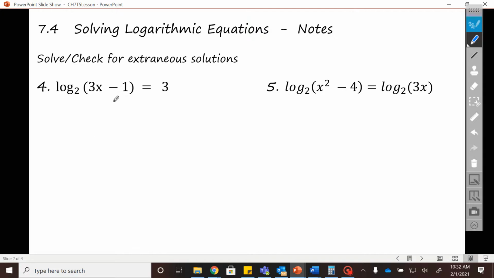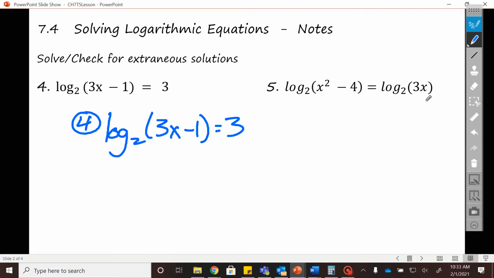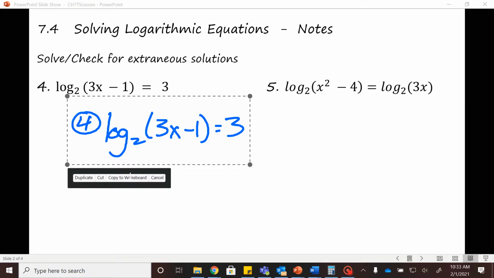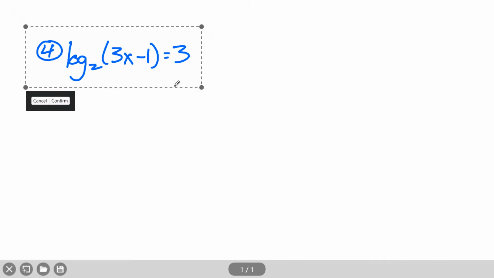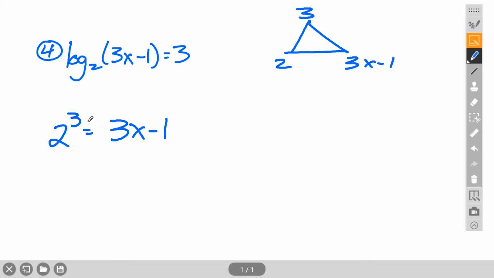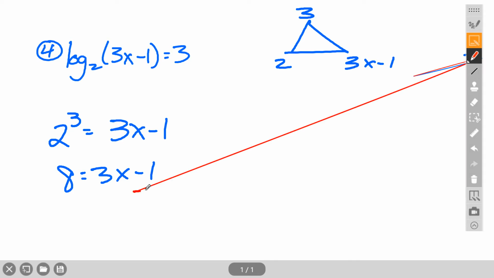All right, log base 2 of 3x minus 1 equals 3. All right, so 2, 3x minus 1, 3. So we have 2 to the 3rd power equals 3x minus 1. And 2 to the 3rd power is just 8. So 8 equals 3x minus 1. And this equation we can just solve.